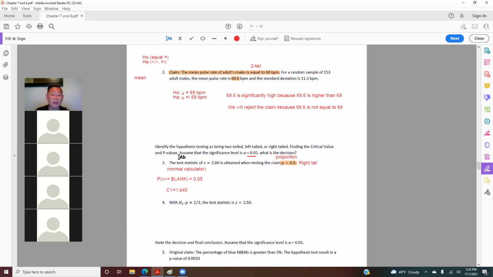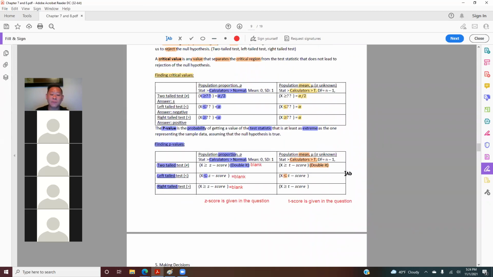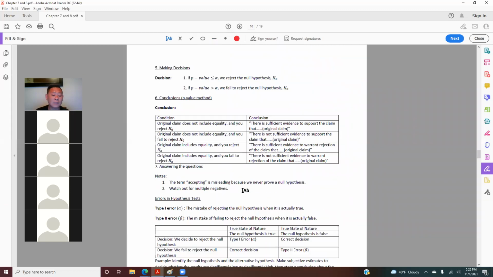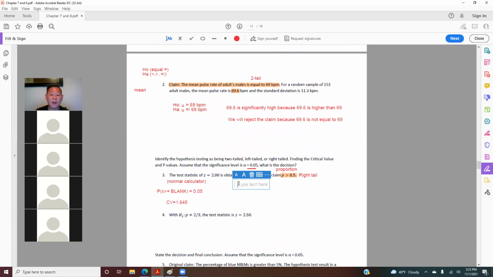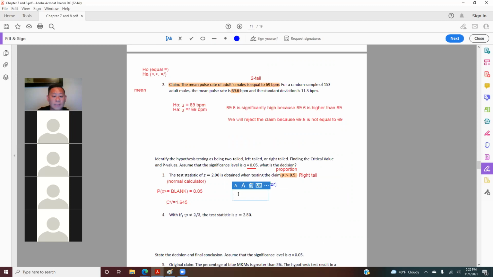Now we need to find the p-value. In order to figure out the p-value, we go back to the second table. So this is finding critical value, and this is finding p-value. Again, this is proportion, and we are using normal calculators, and this is still a right tail, so we're going to put P(x) greater than or equal to z-score equals blank. So we still use the normal calculator here.